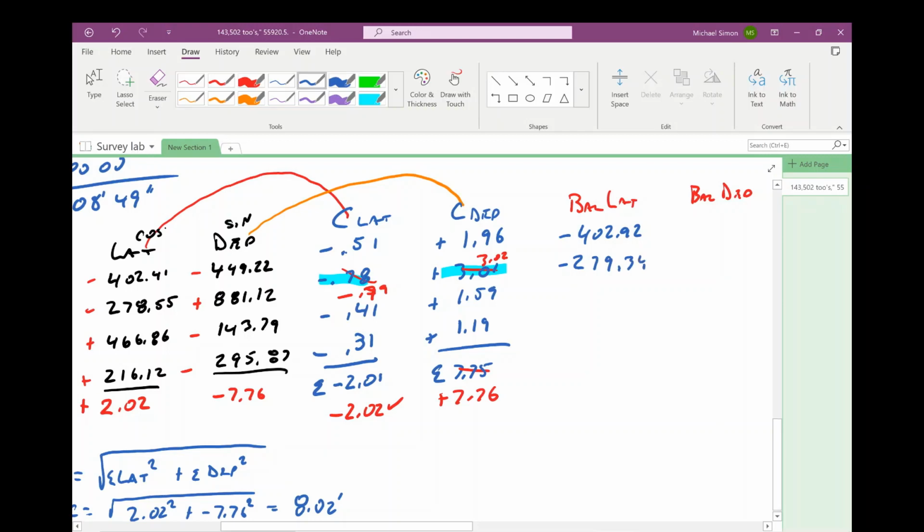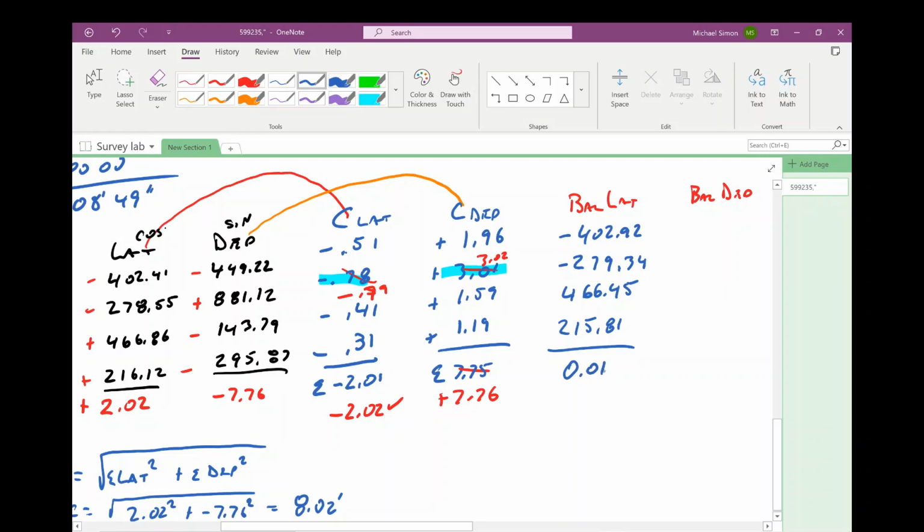Positive 466.86 minus 0.41 is 466.45. 216.12 minus 0.31 is 215.81. When I add these up, negative 402.92 minus 279.34 plus 466.45 plus 215.81, 0.01.